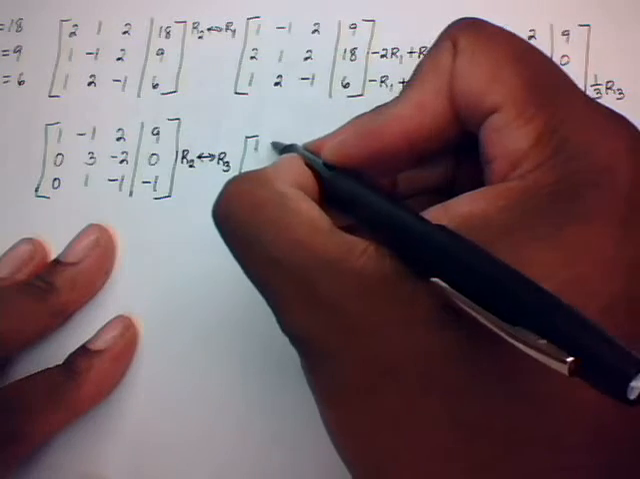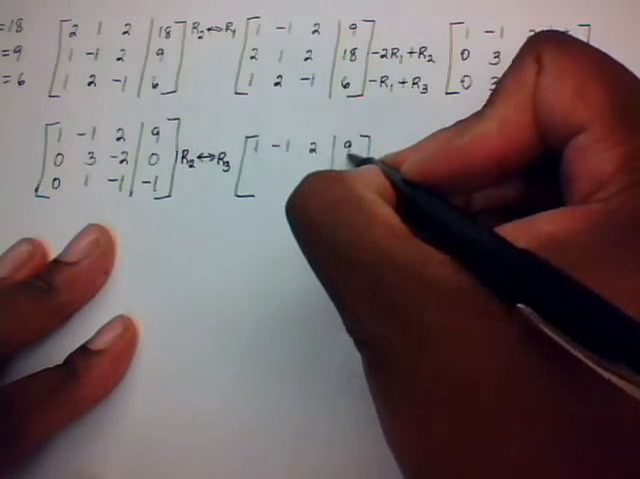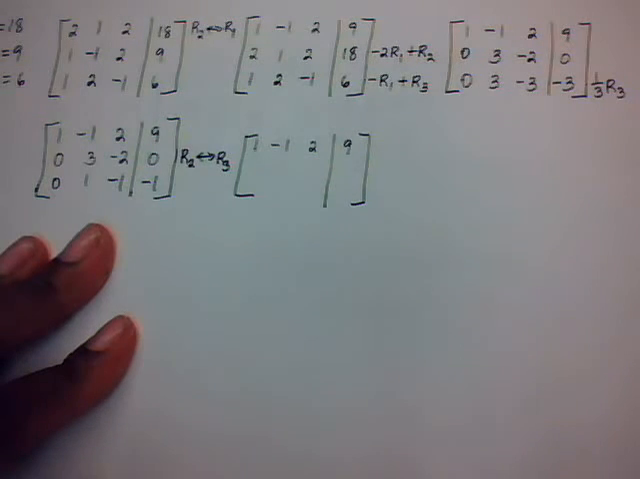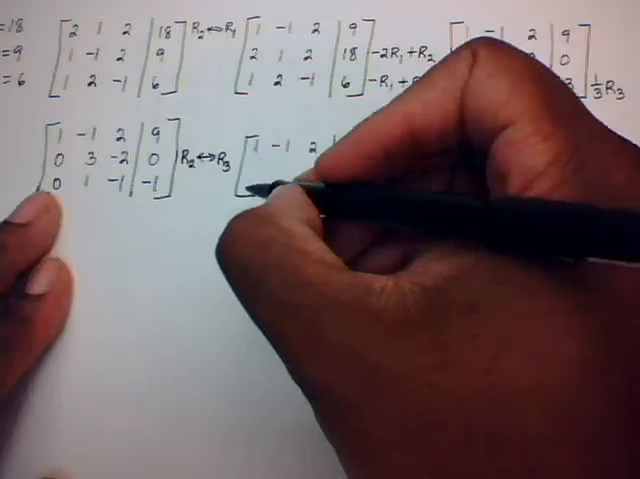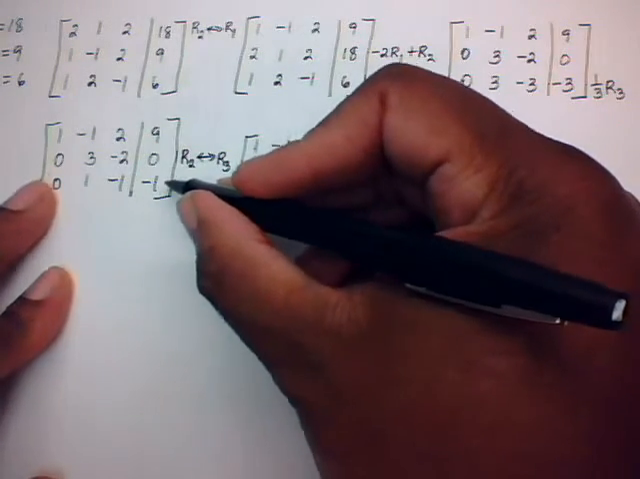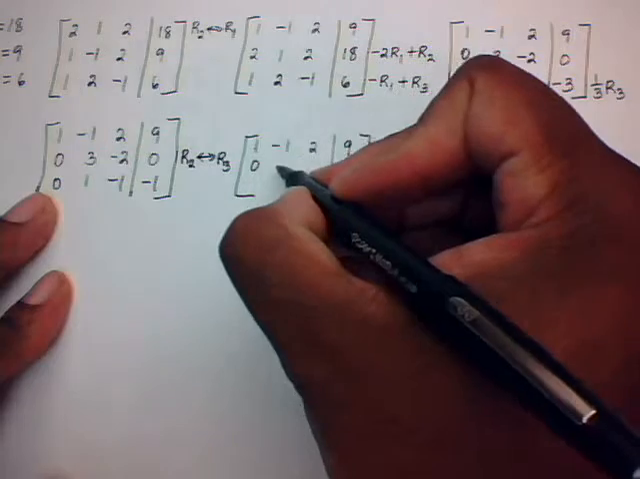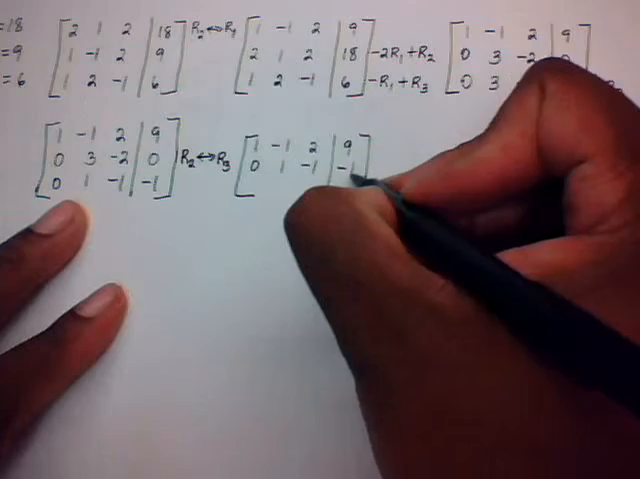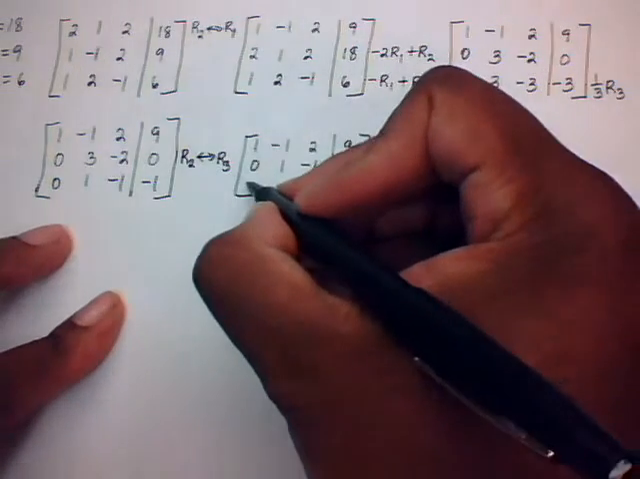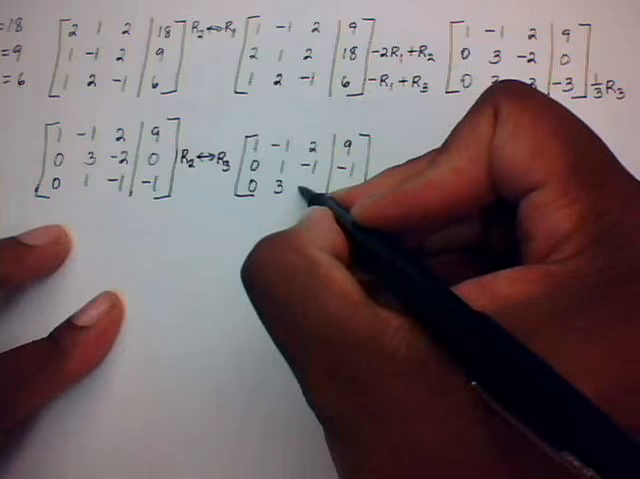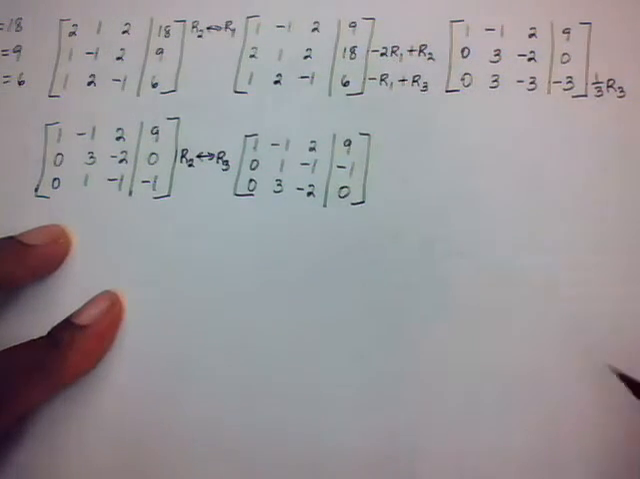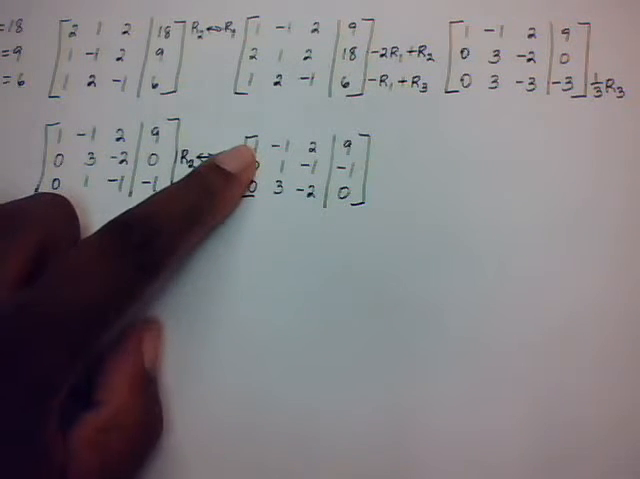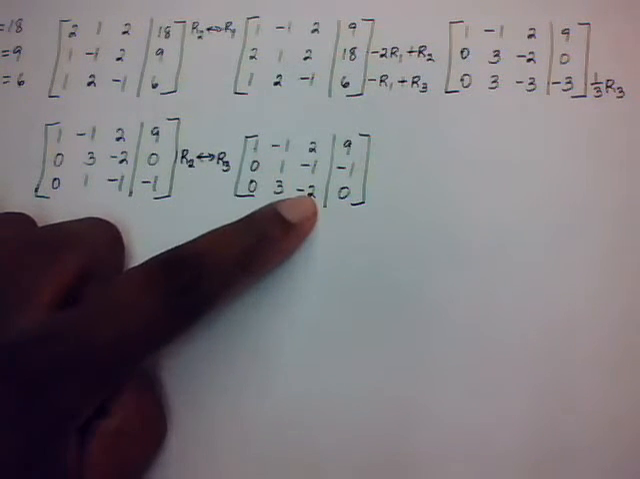So row 1 remains the same, but row 2 becomes row 3, and row 3 becomes row 2. So row 2 will have whatever row 3 was, 0, 1, -1, and -1. And then row 3 becomes 0, 3, -2, 0. Okay, so I got 2 1s in this main diagonal here.